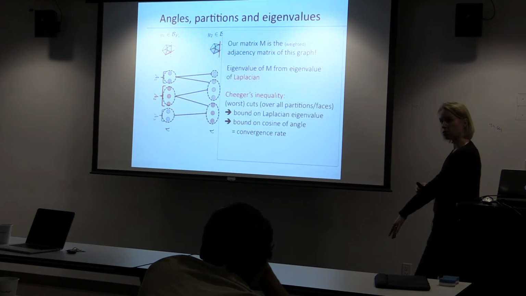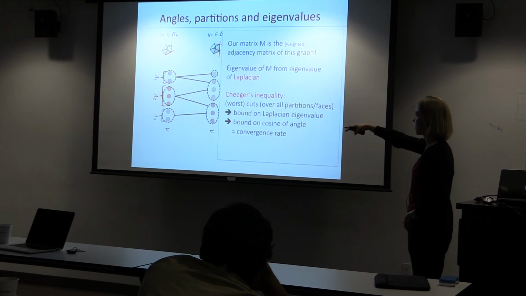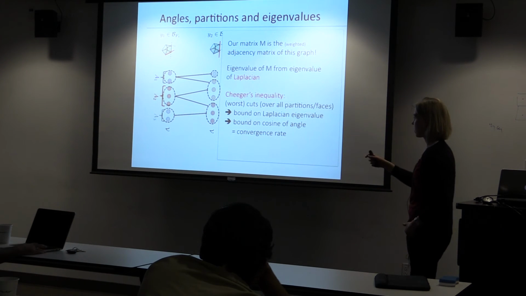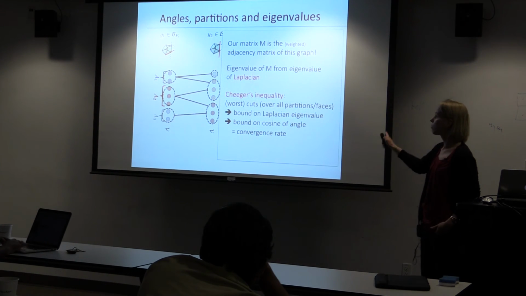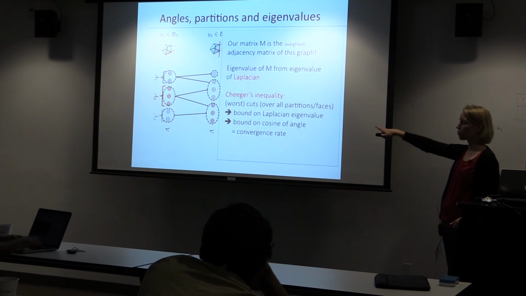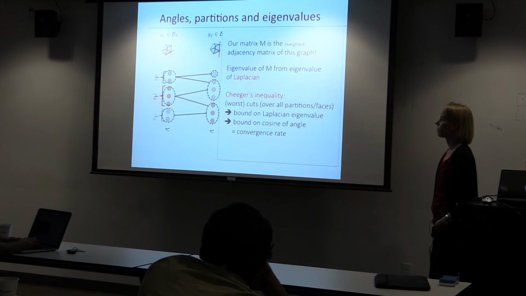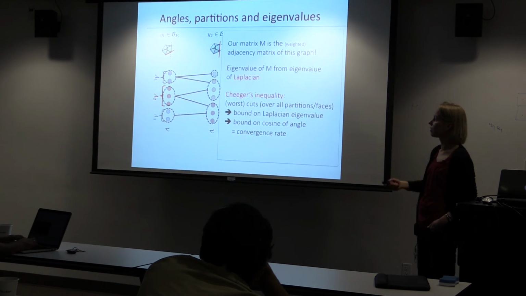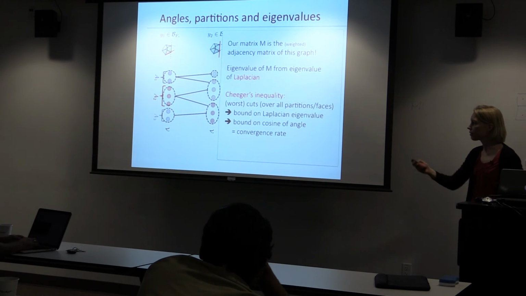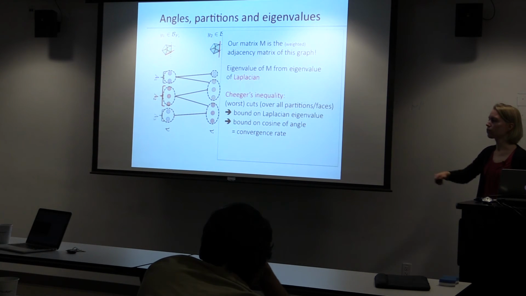So that's much more easy to look at. By analyzing this graph, we can essentially get the worst cut. The worst cut is going to correspond to the worst partition of the faces. So I'll have different kinds of partitions now, and that's going to give me the eigenvalue, and that's going to give me the convergence rate.